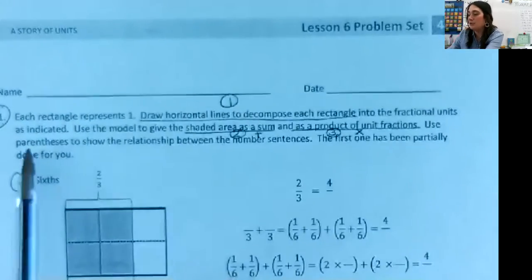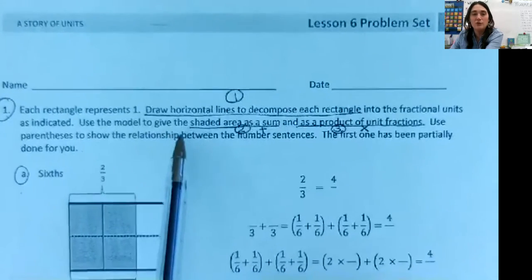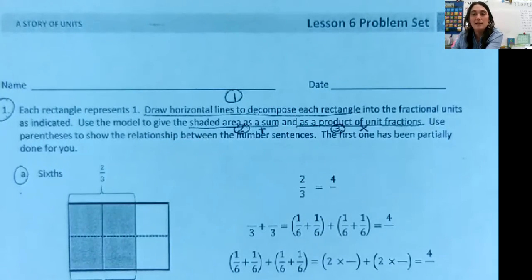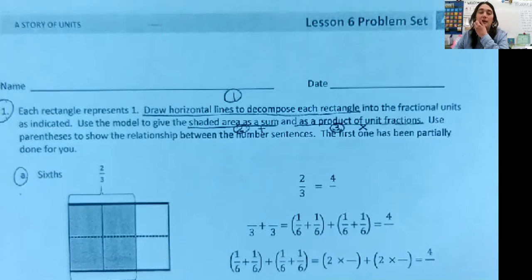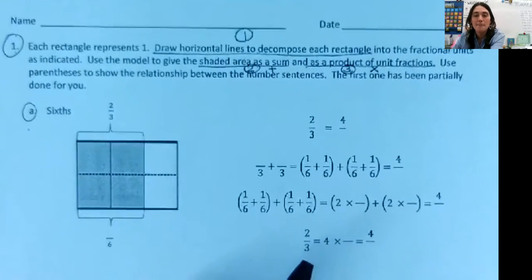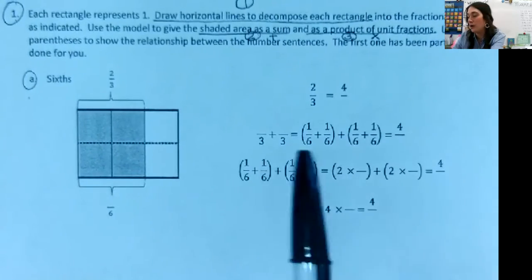It says each rectangle represents 1. Draw horizontal lines to decompose each rectangle into the fractional units as indicated. Use the model to give the shaded area as a sum and a product of unit fractions. Use parentheses to show the relationship between the number sentences. The first one has been partially done for you. So you need to follow along.